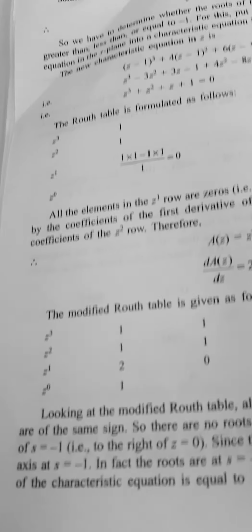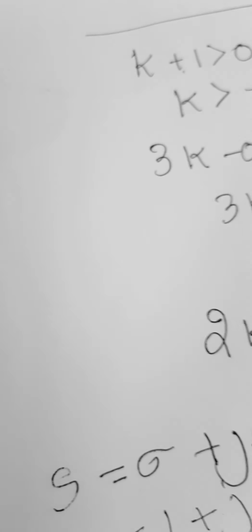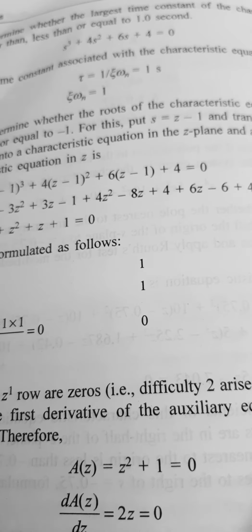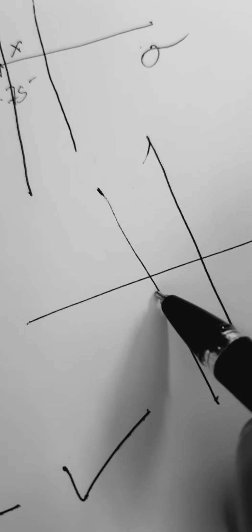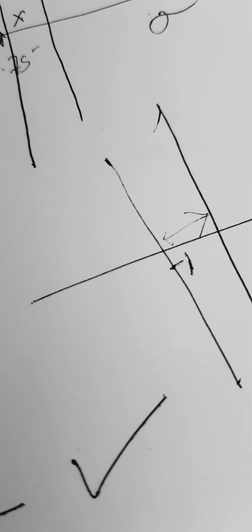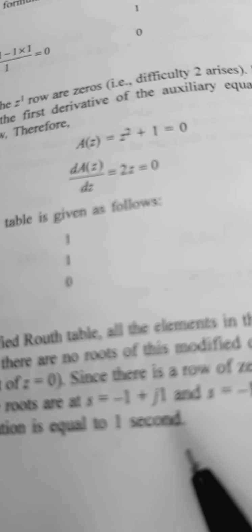As you can see, the time constant is related to 1 divided by xi omega n, and the xi omega n you are getting is like this. So the largest time constant corresponds to minus 1. The other time constants, you can see, will be more negative than this, so they are less than or greater than 1 second, but the largest time constant is 1 second.